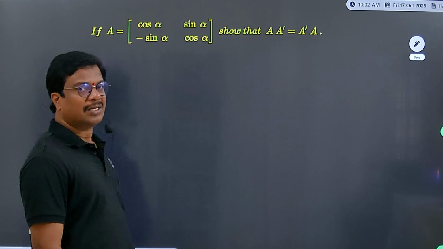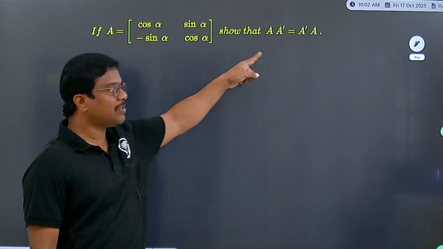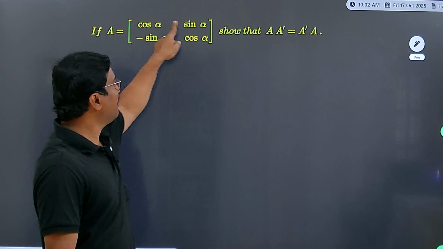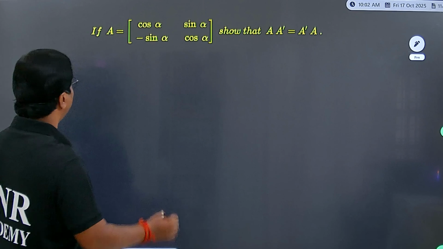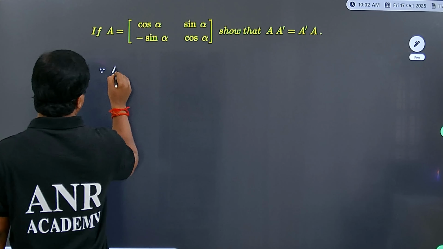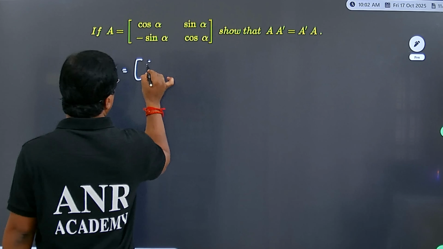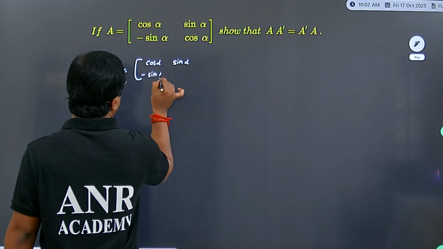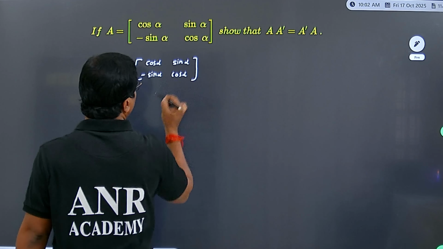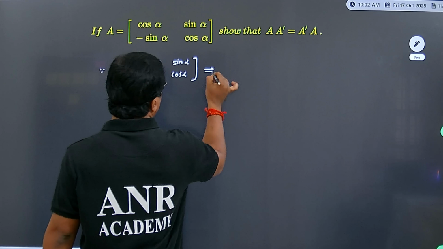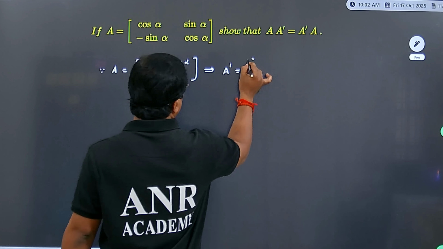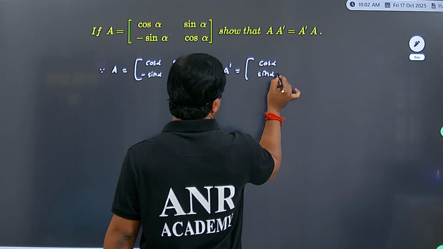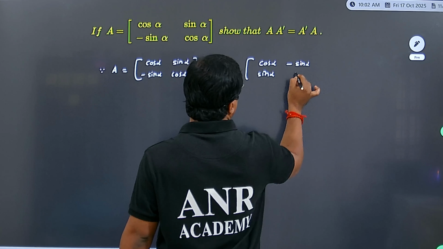Next question, show that A into A transpose equal to A transpose into A when the matrix A is of order 2 cross 2 with entries cos alpha, sin alpha, minus sin alpha, cos alpha. See, since A is [[cos alpha, sin alpha], [minus sin alpha, cos alpha]], implies you can write its transpose equal to. You have to interchange rows and columns, cos alpha, sin alpha here, minus sin alpha, cos alpha here.